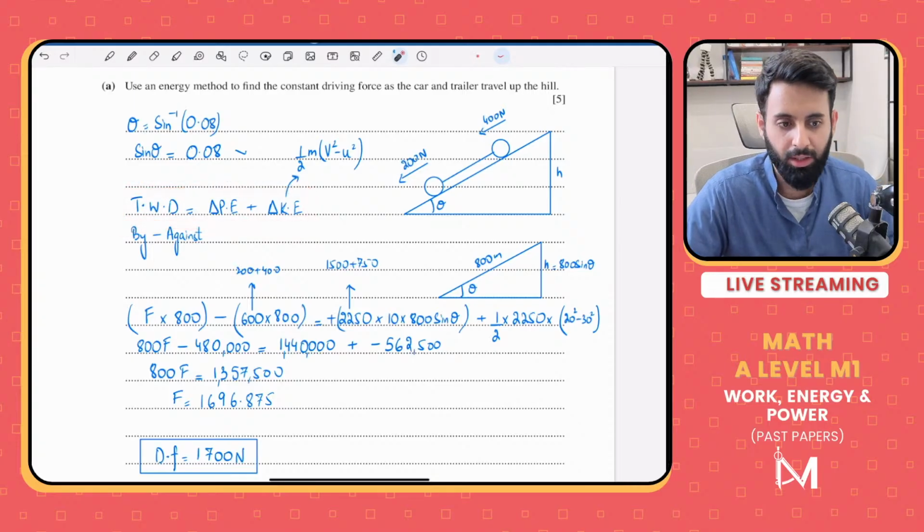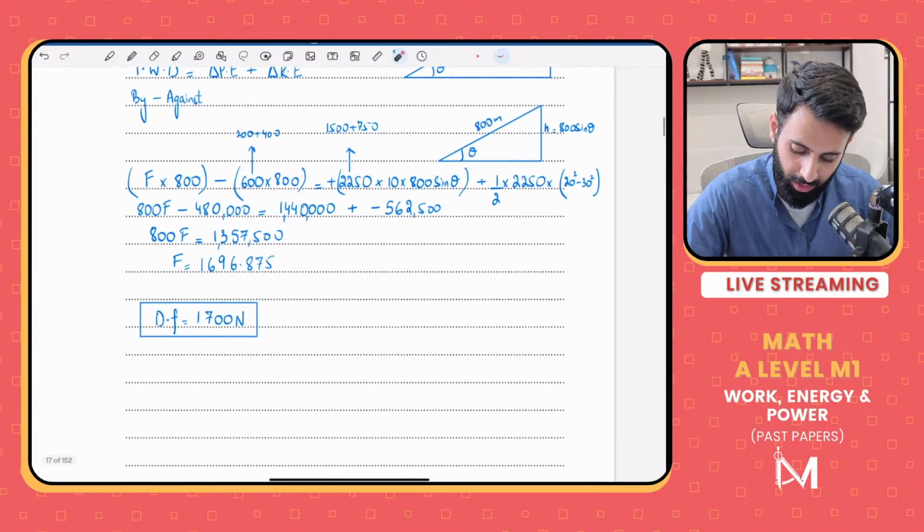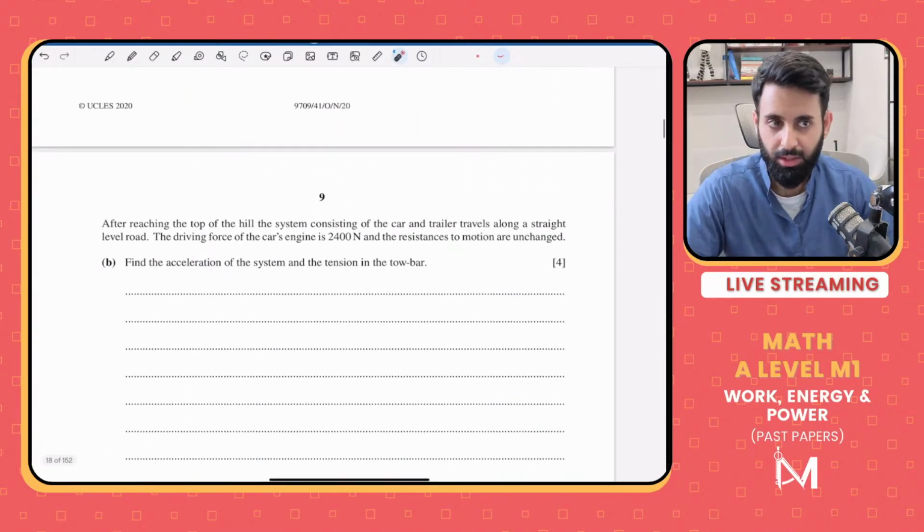That you take the work done and you take the energy in one equation. That's what it means basically. Okay. Now there's a part B. Let's see what part B says.